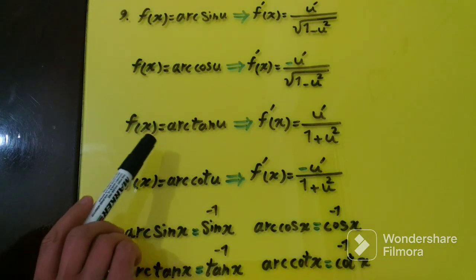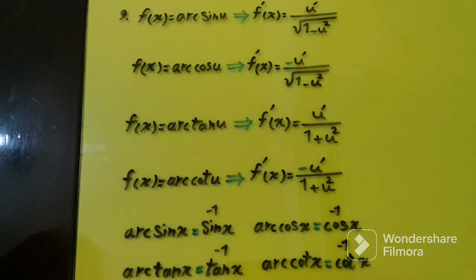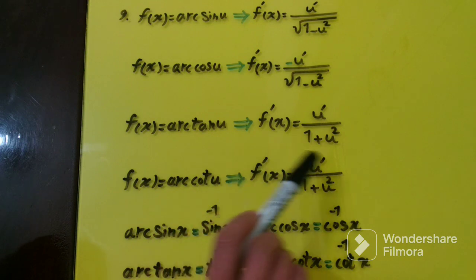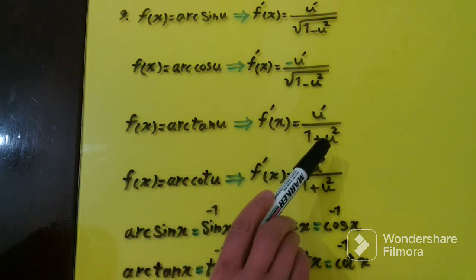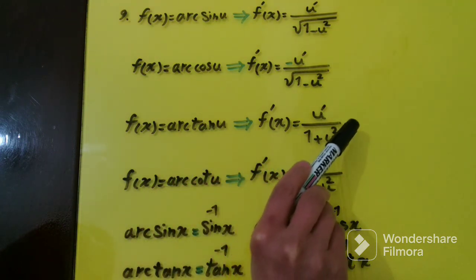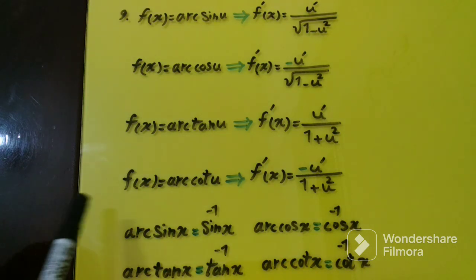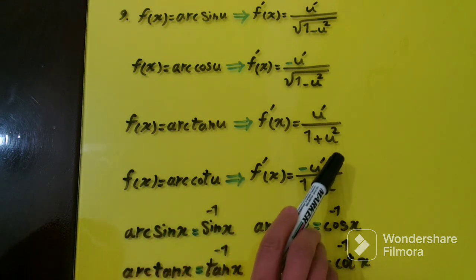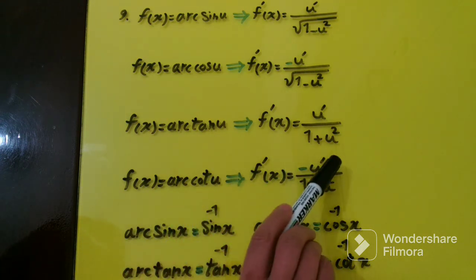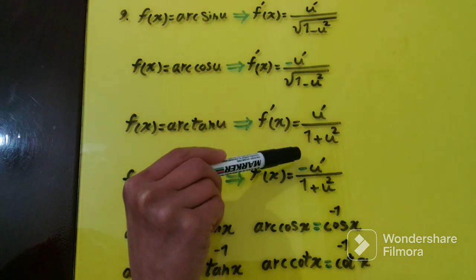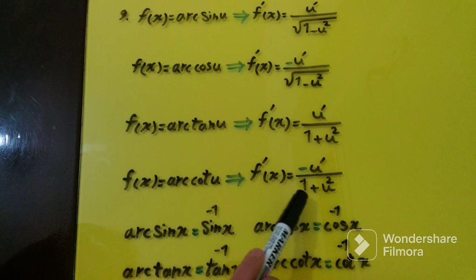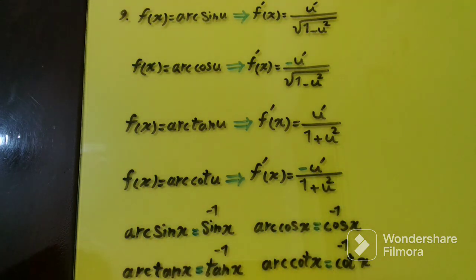For getting the derivative of arc tangent u, first you should get the derivative of u. The derivative of u is u prime. For down, you should write 1 plus u squared. For getting the derivative of arc cotangent u, first you should get the derivative of u. It's u prime, but negative u prime. And for down, you should write 1 plus u squared.